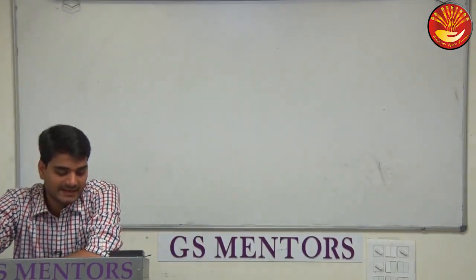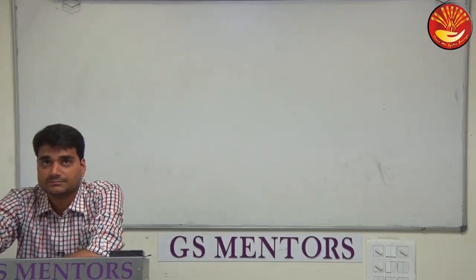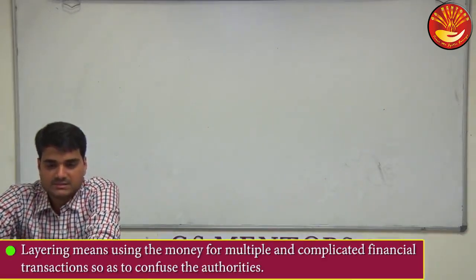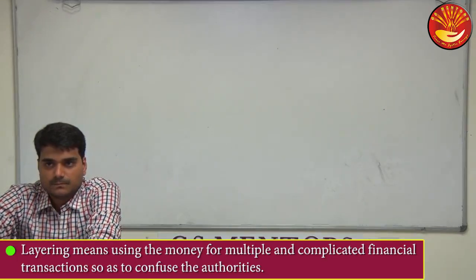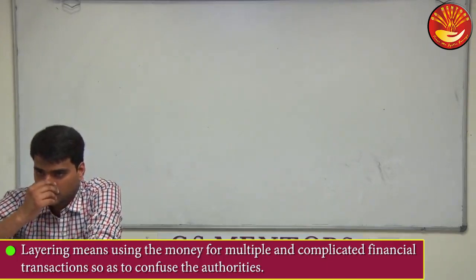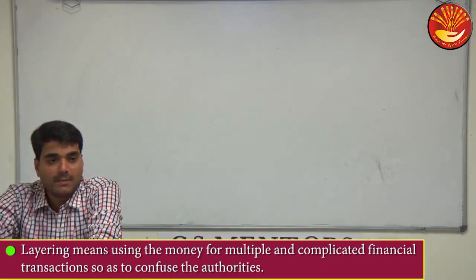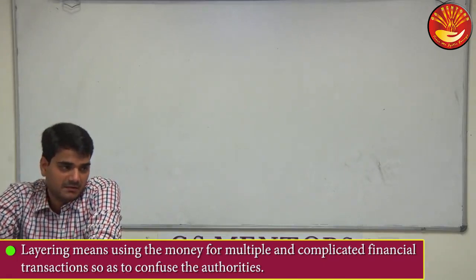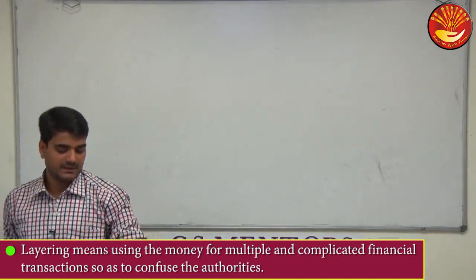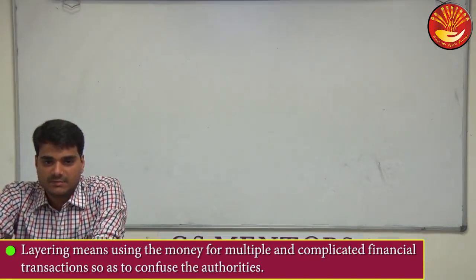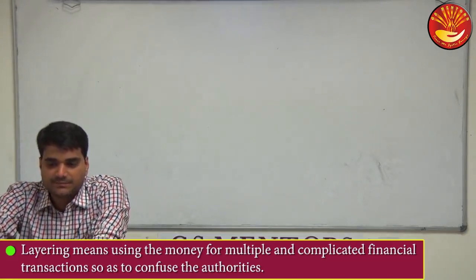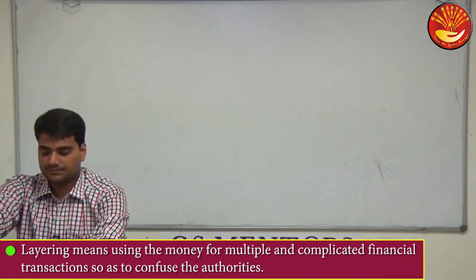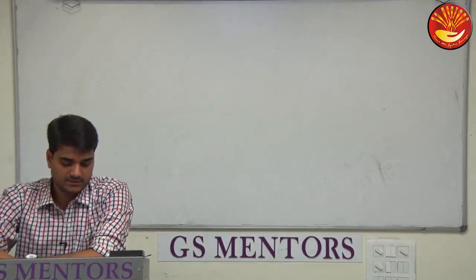The second step is layering. Layering means using the money for multiple and complicated financial transactions so as to confuse the authorities.